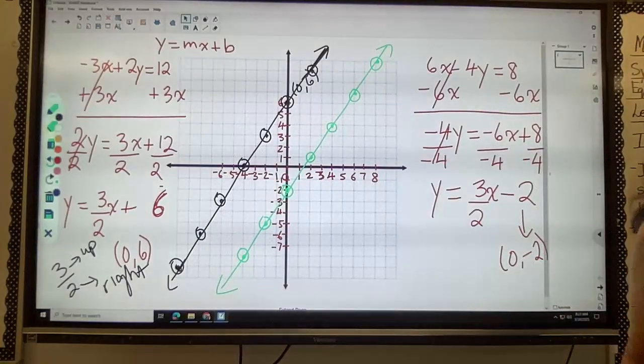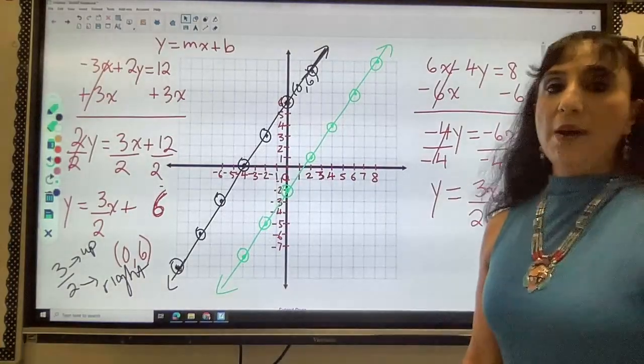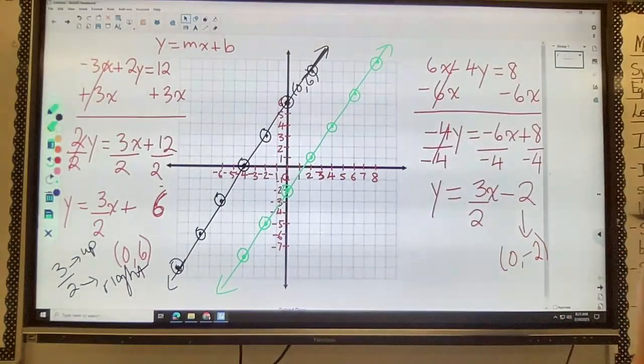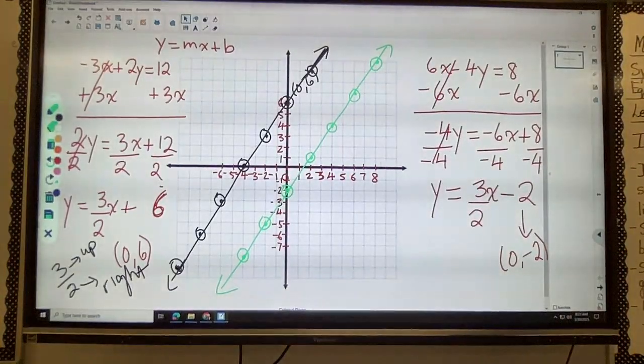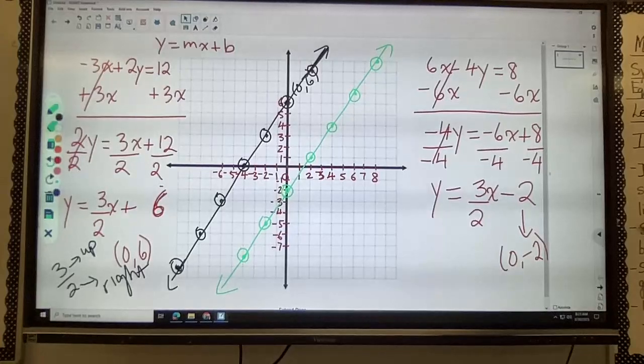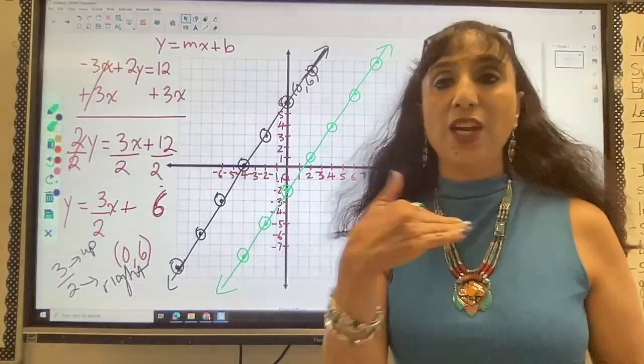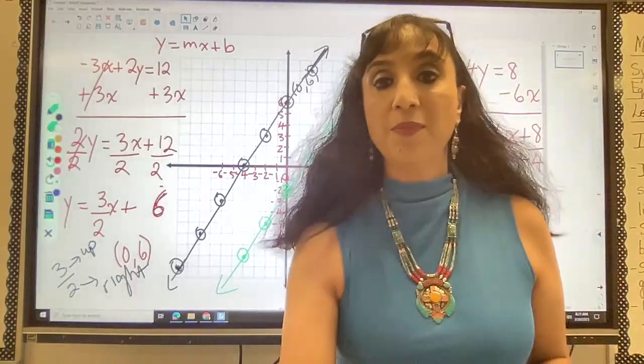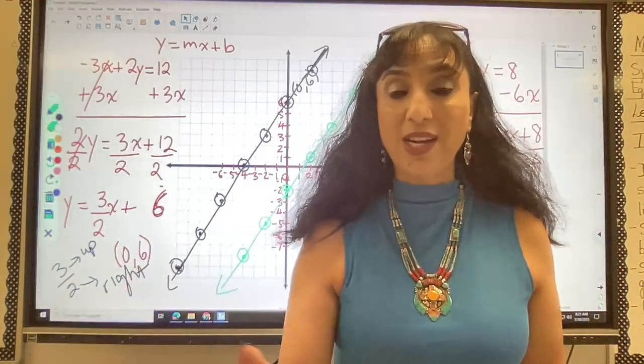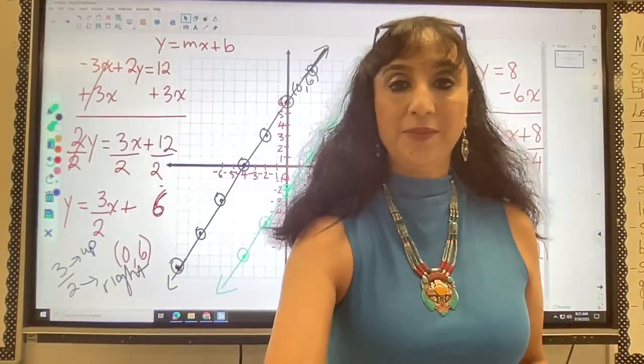Okay, so as you can see, those are parallel lines and they have the same slope. They have different y-intercepts. Since they do not intersect, this system has no solution. Because again, they are parallel lines, they are not intersecting.